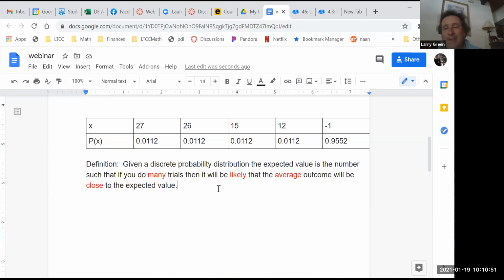It just means that if you buy many tickets or if you try it many times, then you're likely to have an average that's close to that number. It's very different than saying you're just going to get that number. Any questions on that?